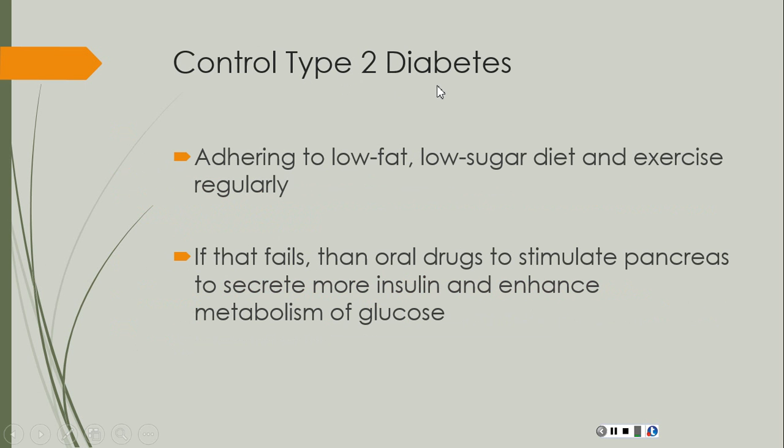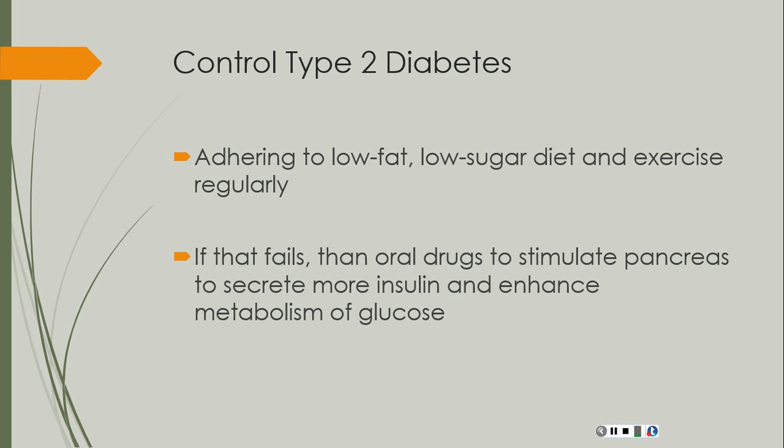So the way to control type 2 diabetes, the first line, as you know, in type 1 we just mentioned, has to be daily insulin injections. Well, here it does not have to be that. It can be that, but the first line is reducing the obesity, adhering to a low fat, low sugar diet, and exercising regularly.